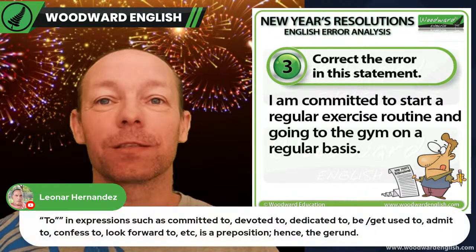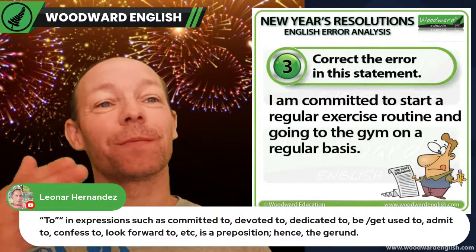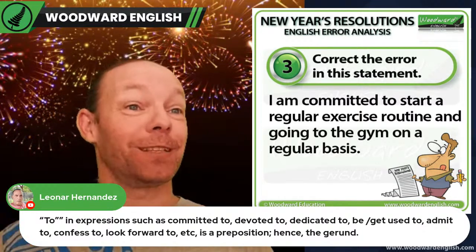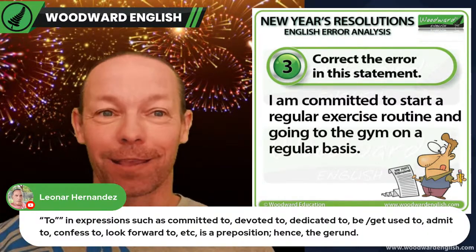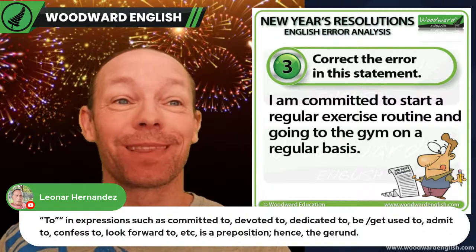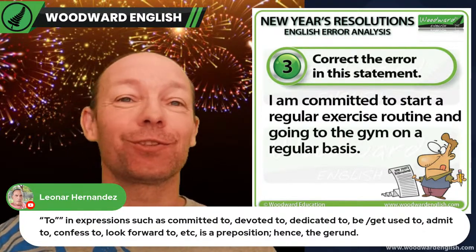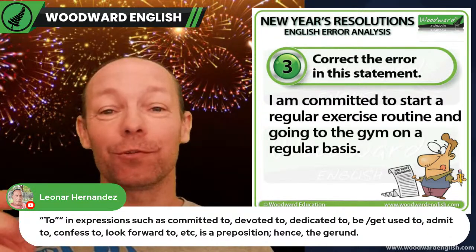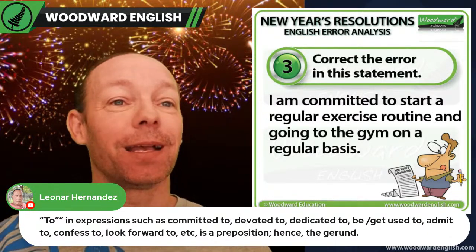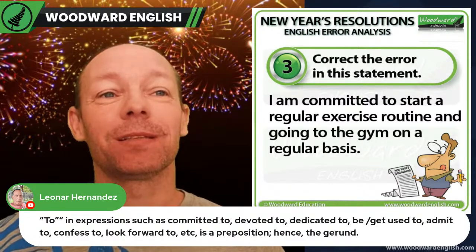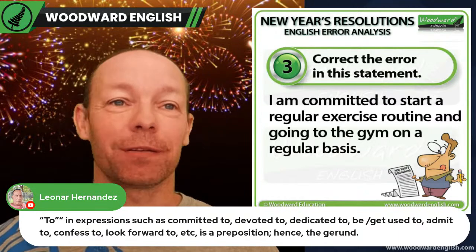So to, an expression such as committed to, devoted to, dedicated to, get used to, admit to, confess to, or I confess to doing something. Because of the preposition to, commit to, and after to you have a gerund. To is a preposition, hence, or therefore, the gerund. Committed to, gerund. That's a great one.